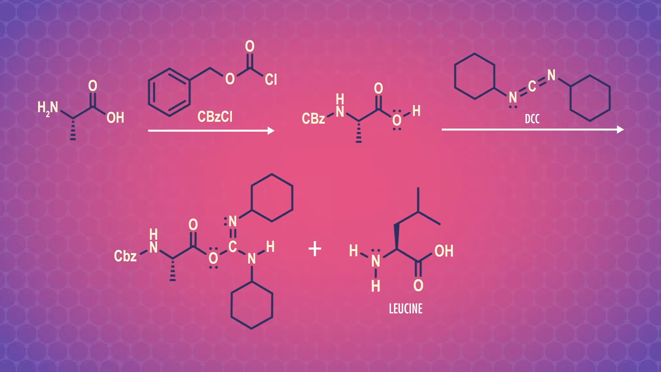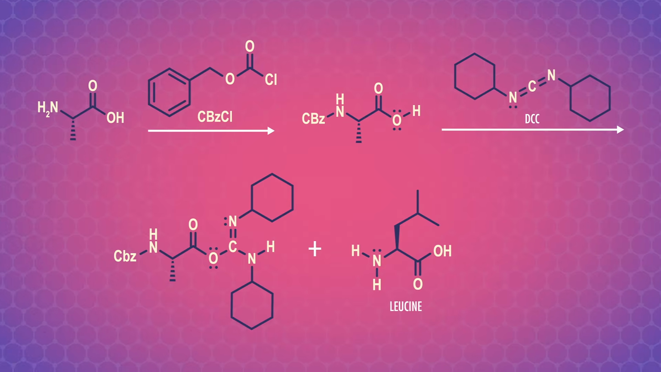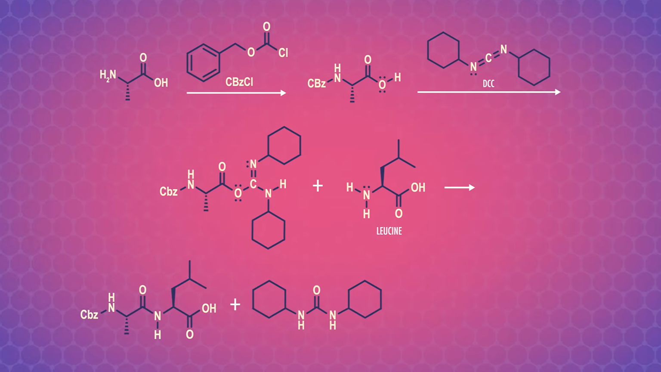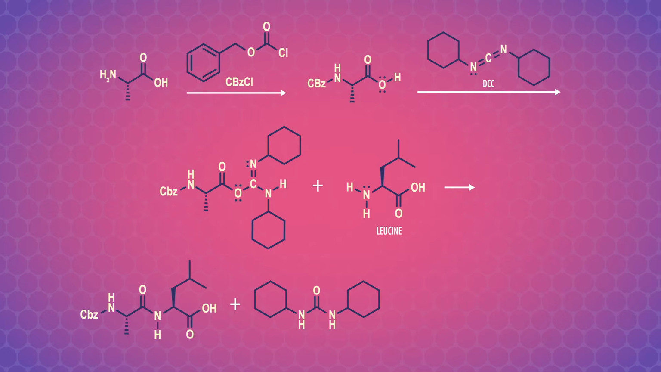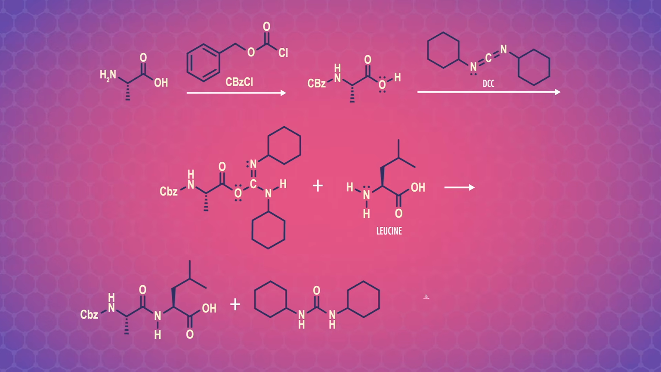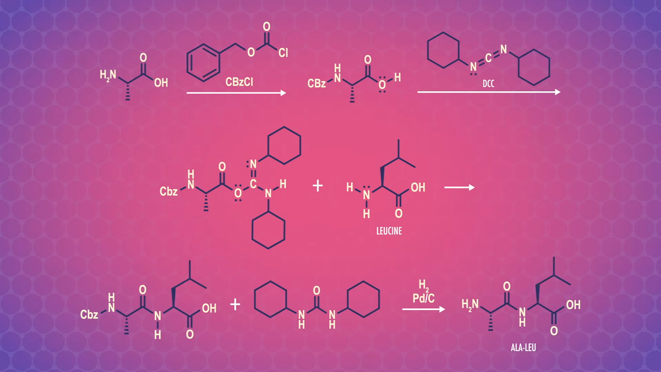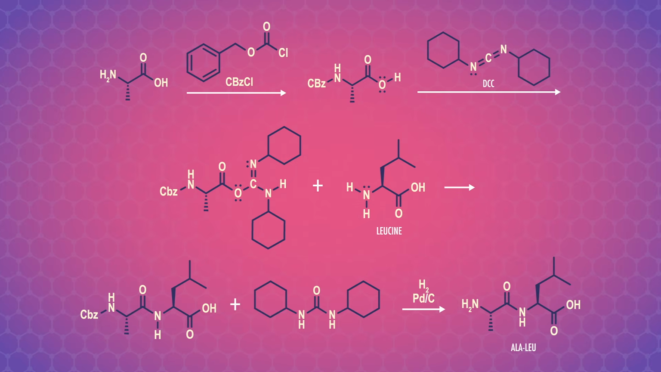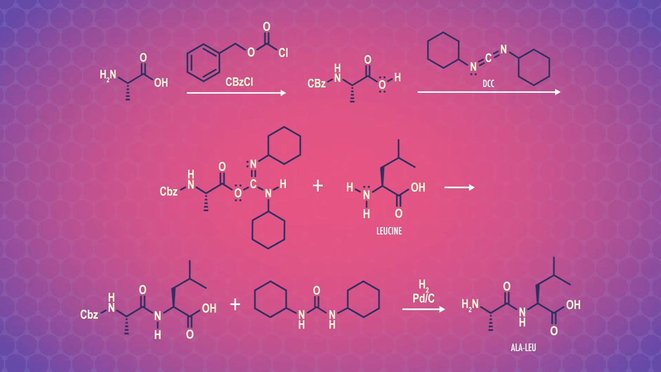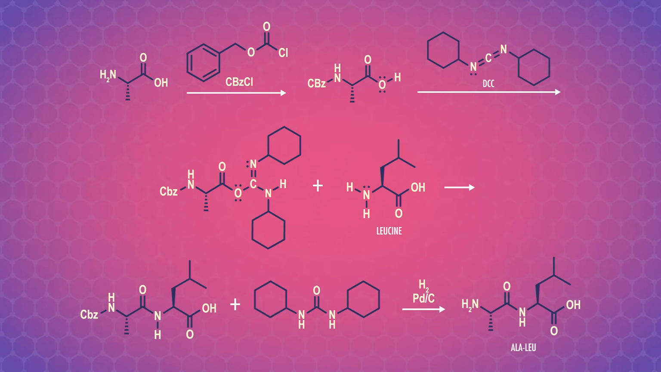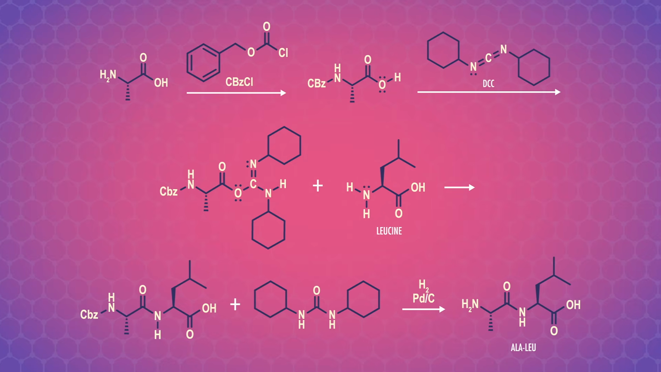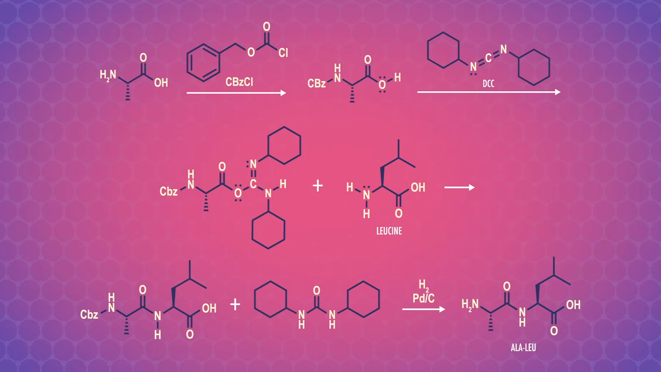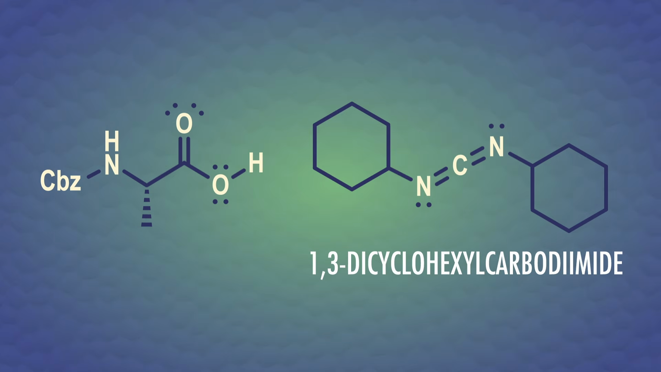Then we can toss some leucine into the mix. Leucine's amine group attacks and forms the peptide bond by kicking the ester off the alanine. All that's left to do is remove the protecting group, which comes off easily with hydrogenation conditions. And we've put our amino acids together in the order we want. No transfer RNA required, just some clever synthetic chemistry. Speaking of clever chemistry, let's check out the mechanism of the DCC reaction.